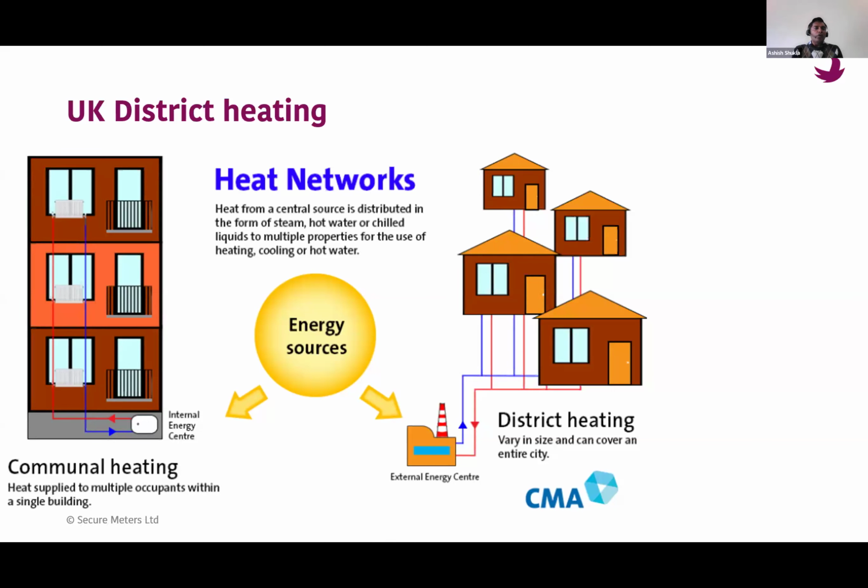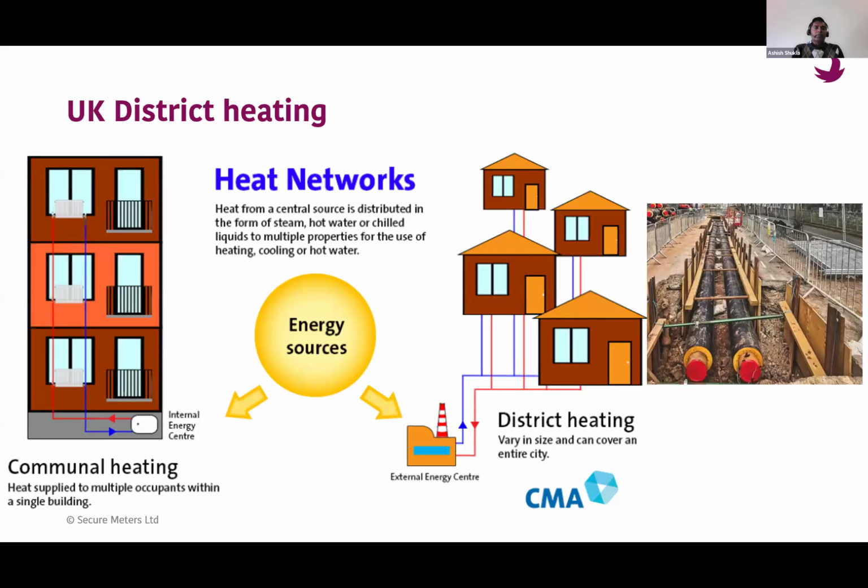But now the UK is moving from communal heating toward district heating. In district heating, centrally they will be generating or producing this hot water, and then circulating it to the houses. So what will be the advantage? In place of consuming these fossil fuels at every community or house level, if you do it at the district level, then you are basically improving the overall efficiency of the system.